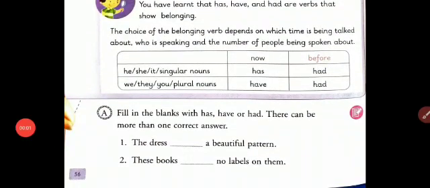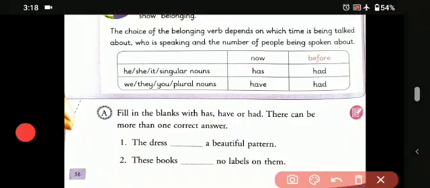Students, let's understand the exercise. Fill in the blanks with has, have or had. There can be more than one correct answer. So in this also we can use more than one correct answer. So let's begin. First, the dress dash a beautiful pattern. So in this also we can use two words, that is has and had. Okay students, then the next one, these books dash no labels on them. So have and had.